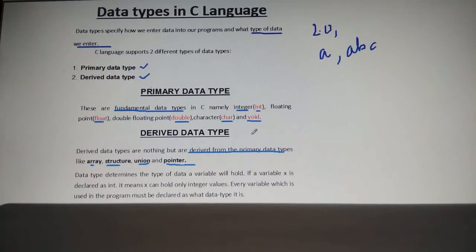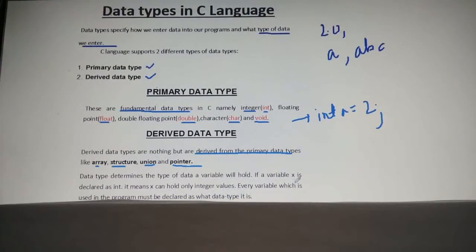So for example, in the case of a primary data type, it can be written as int a = 2. This is a primary type. And similarly for derived data types, suppose we have an array, an integer array arr of size 5. So it is a derived data type.